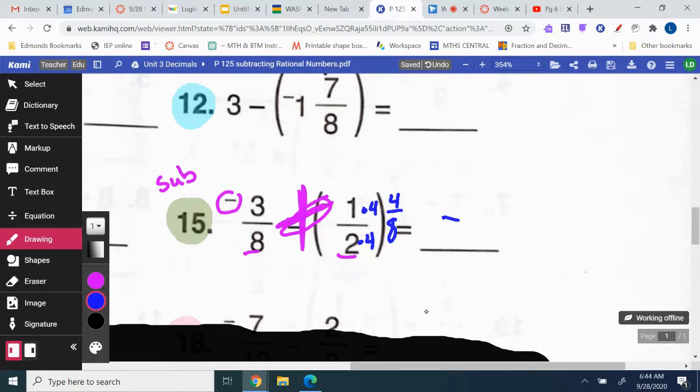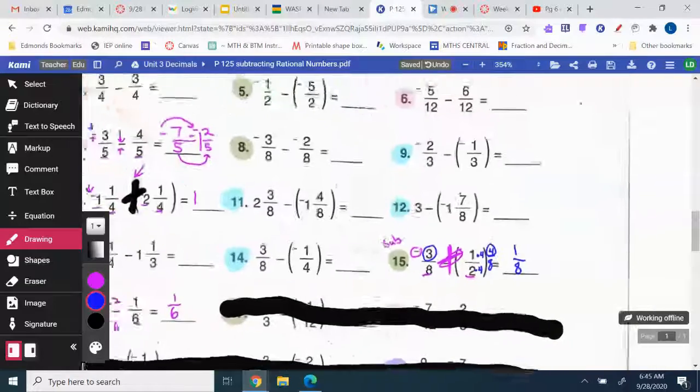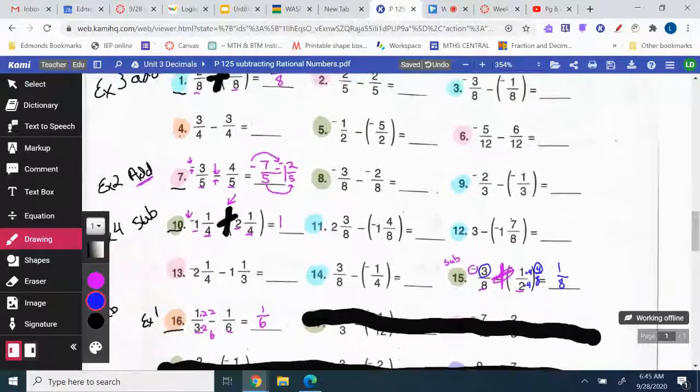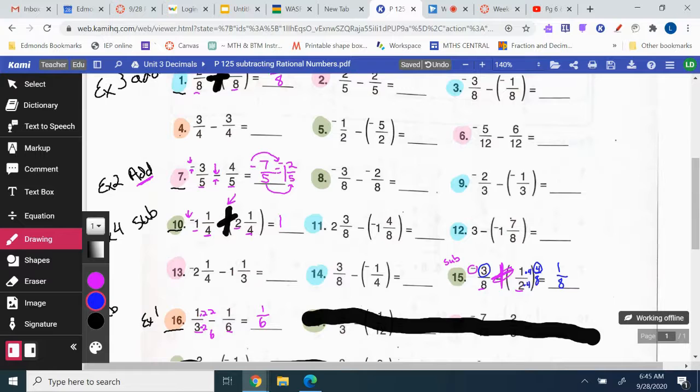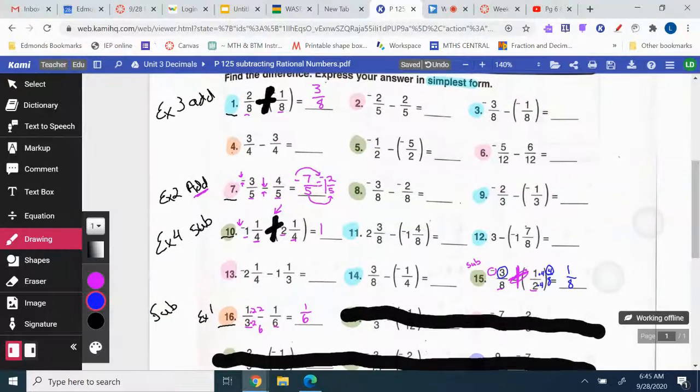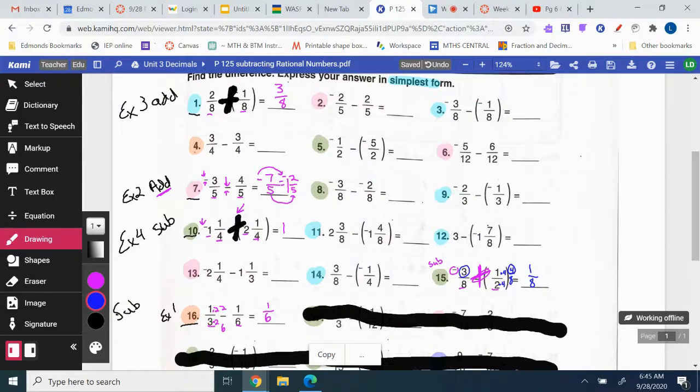So I know my denominator is going to be 8. And now I'm going to go 4 minus 3 is 1. And I keep the sign of my bigger fraction, so 4 eighths is bigger than 3 eighths, so it's a positive 1/8. I would really like you guys to try to do numbers basically 1 through 14 on your own. If you guys have questions, go ahead and come to our Zoom meeting and ask them.